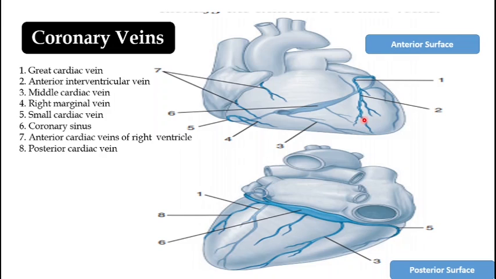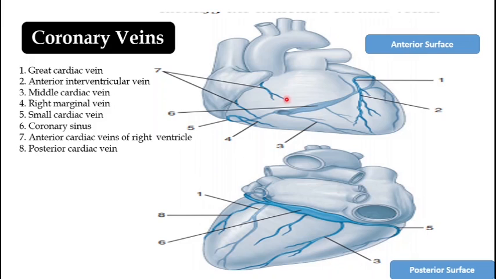Similarly, on the anterior surface of the heart, we have the right marginal vein. This is the right marginal vein, and also we have the small cardiac vein. This is the small cardiac vein. So this is the right marginal vein, this is the small cardiac vein, and this is the great cardiac vein, also known as the anterior interventricular vein. These are present on the anterior surface of the heart.